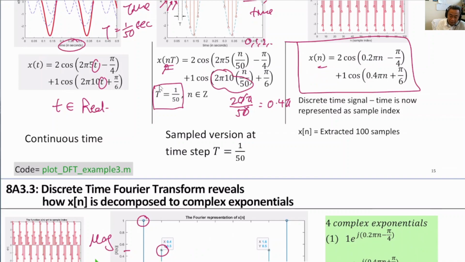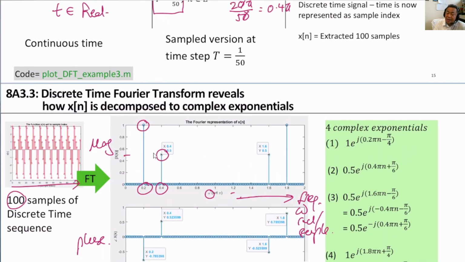And we have a cosine at 0.2 pi and a cosine at 0.4 pi. The amplitude is 2 and 1, but this amplitude is 1.5, and the other one is half. So we are losing some information, and the reason is this. Fourier transform does not decompose into cosine. It decomposes into complex exponential.